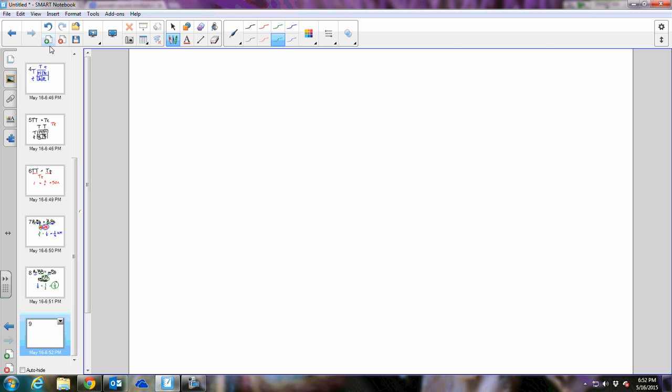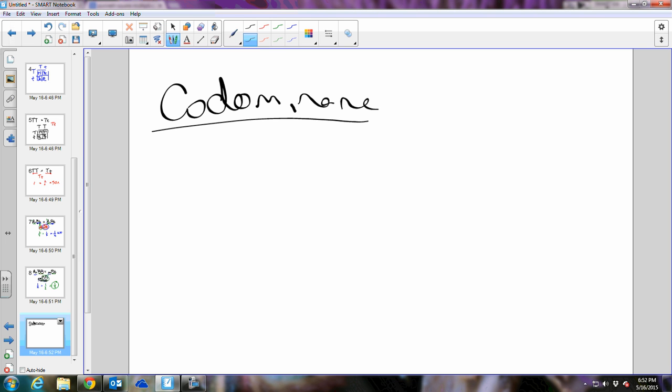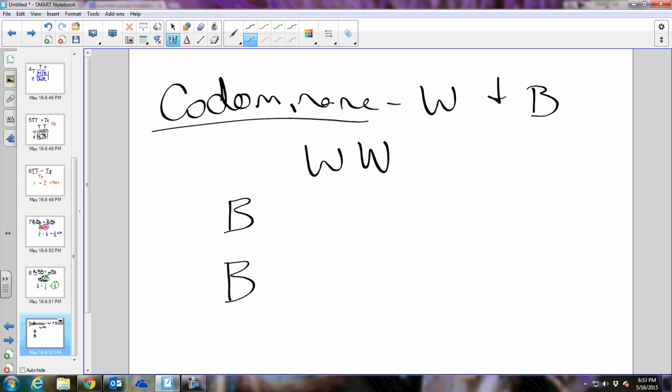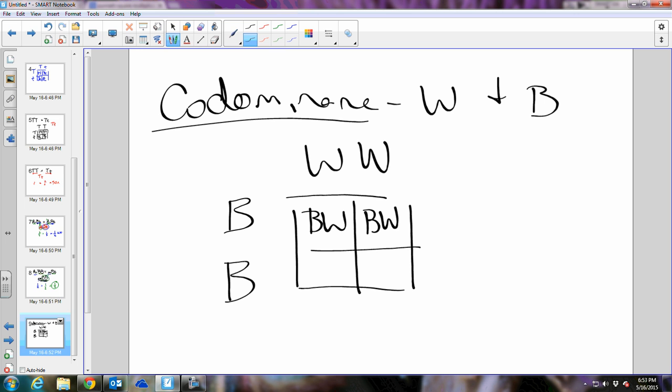Now there's a couple of Punnett squares that don't fit the rules that we've talked about. One of them is called codominance. And codominance is when two alleles share dominance. So let's say that you have a white cow and a brown cow, and both of those are dominant. And the homozygous dominant brown cow mates with a homozygous dominant white cow, and you get a mix.